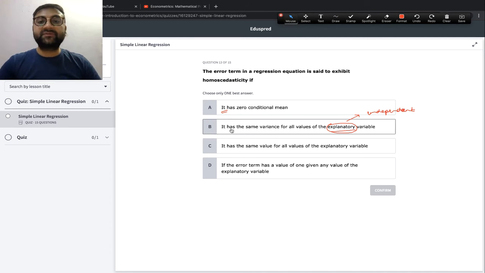Okay, this is how you define homoscedasticity. This is the definition of homoscedasticity. So part number B is the right answer. Let's move to the next question.